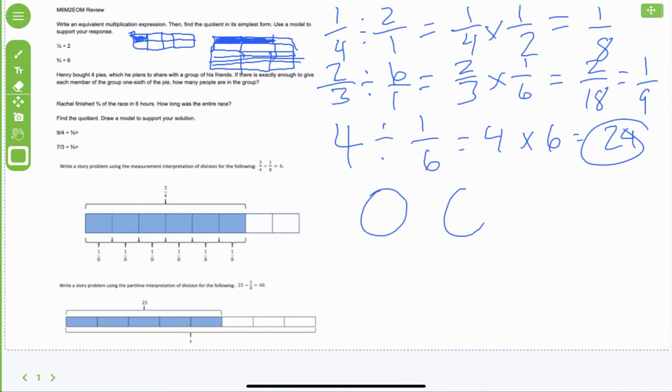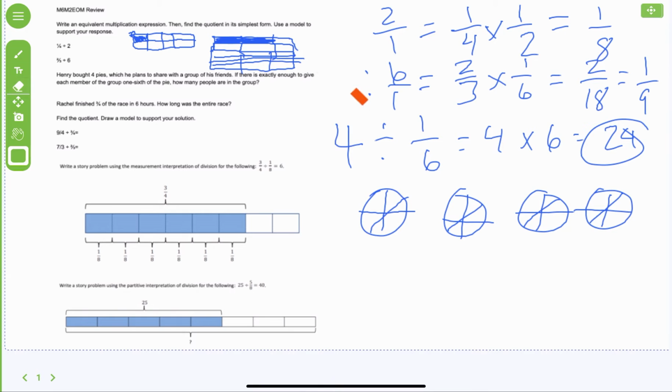Now, if we modeled that, we could have 4 pizza pies. Divide that into 6. And I know those are not equal 6, but you get the point. There's 24 slices there, therefore 24 people would eat. Does everybody have that? If not, you'll have to go back and watch this video because I'm about to erase it. Start up here.